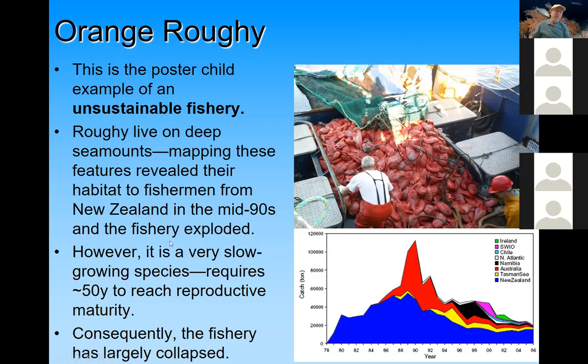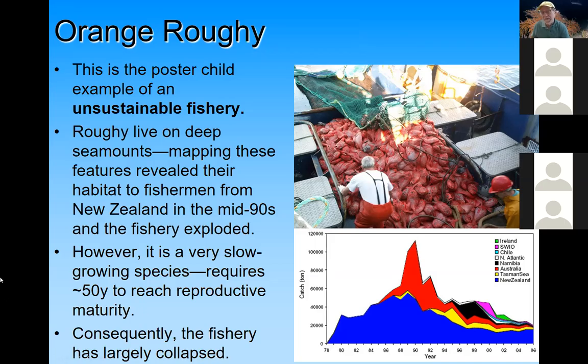Okay, but there's a problem with orange roughy as a fisheries species. It is a very slow-growing species. Unlike Peruvian anchovy, which grow to maturity in less than a year and die after 2 years, the orange roughy can live for in excess of 100 years. And it requires almost 50 years for an individual roughy to reach reproductive maturity. And it takes another couple of decades after that to have a large female that produces the numbers of eggs that sustain the population.